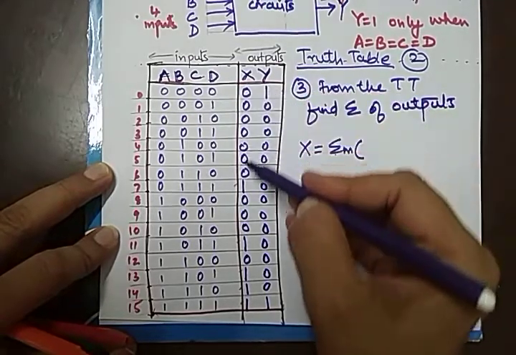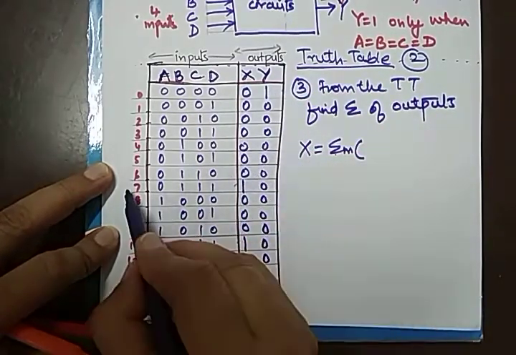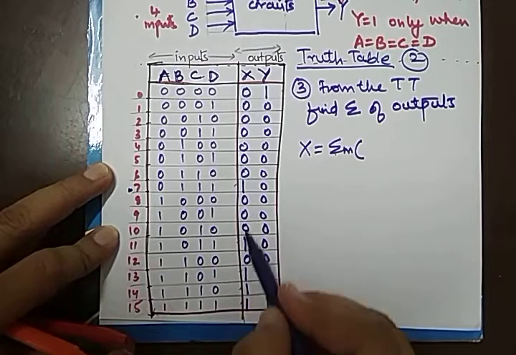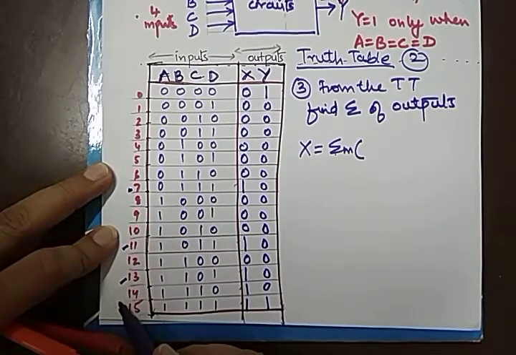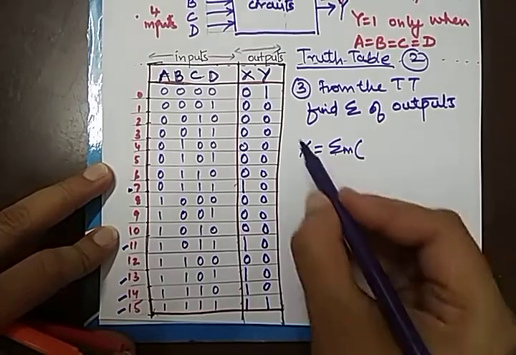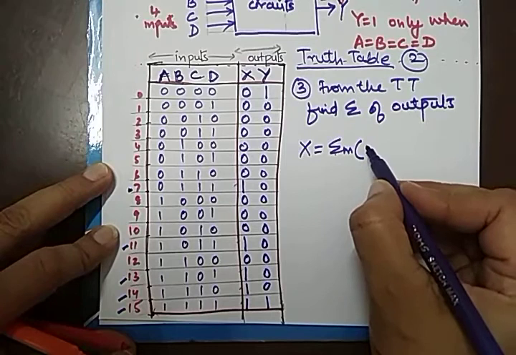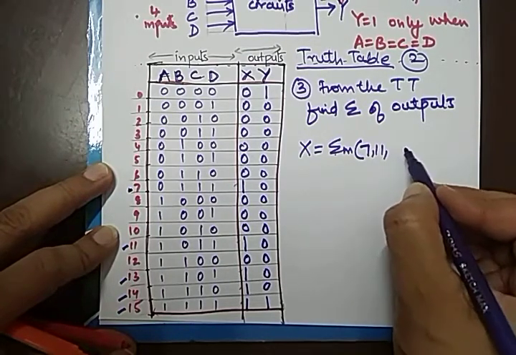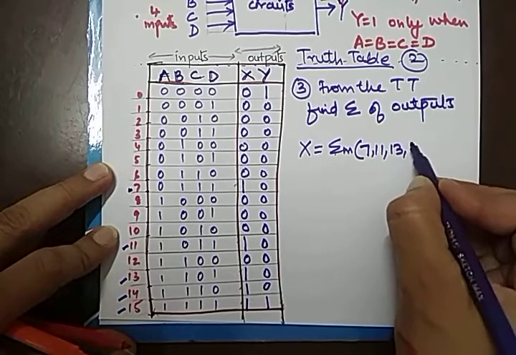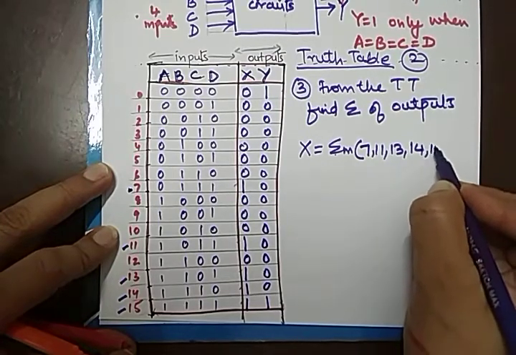So which are the minterms which are 1? Here's a 1. 7 is 1. 11 is 1. 13 is 1. 14 is 1. And 15 is 1. So we say that x is equal to sigma m 7, 11, 13, 14, 15.